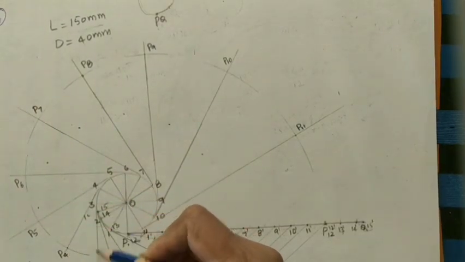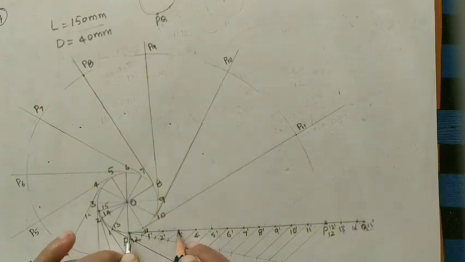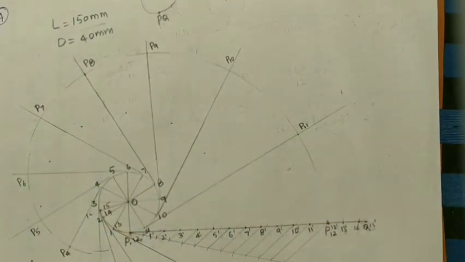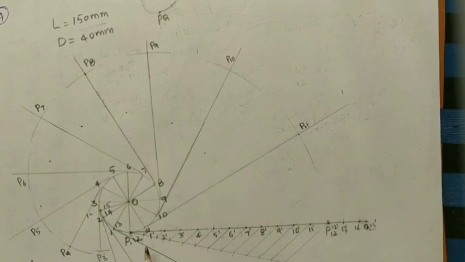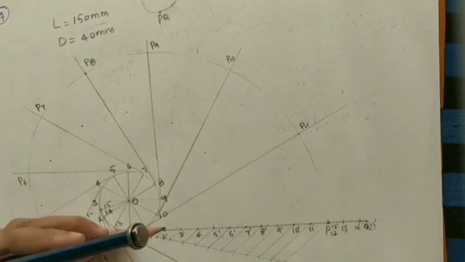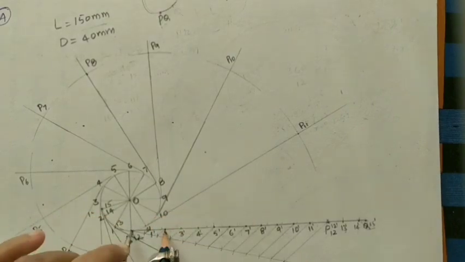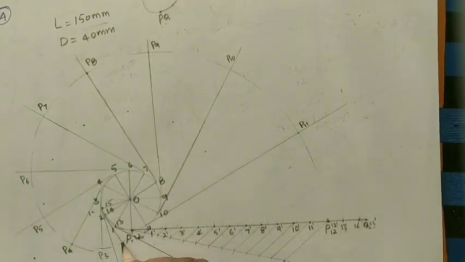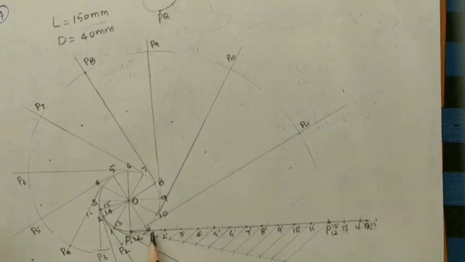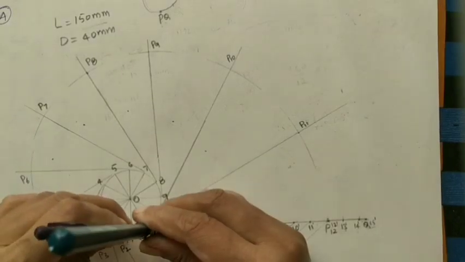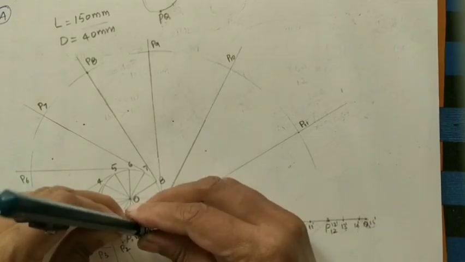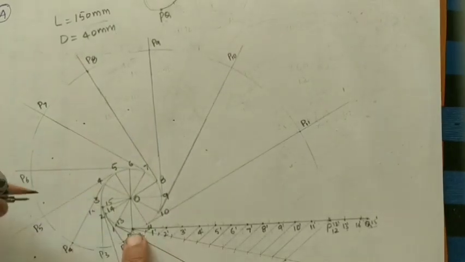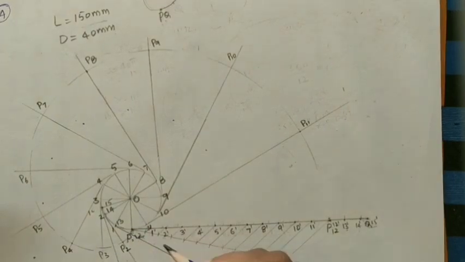After P4, mark P3 on the 3rd tangent. P3 length, mark on the 3rd tangent. Now this is P3. Now after P3, mark P2 on the 2nd tangent. P2 length on the 2nd tangent. Now the intersection point is P2. Now next P1, mark on the 1st tangent. Take P1 length, mark on the 1st tangent like this. Join this one to circle, last arc. So the intersection point here is P1.